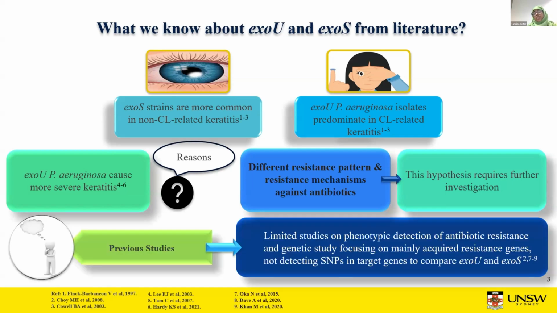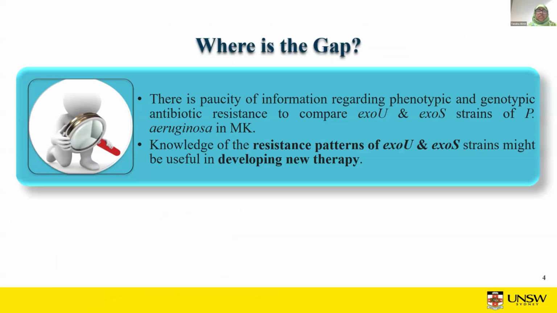To prove this hypothesis, a few studies were conducted previously, but those studies are limited to phenotypic detection of antibiotic resistance and genetic studies mainly focusing on acquired antibiotic resistance genes, not detecting the target SNPs to compare ExoU and ExoS genes. So the question is, where is the gap in current literature? There is a paucity of information regarding phenotypic and genotypic antibiotic resistance to compare ExoU and ExoS strains of Pseudomonas aeruginosa in microbial keratitis. Therefore, it is important to study the difference of resistance patterns of these two groups because it might give insight to develop a new therapy for keratitis infection.